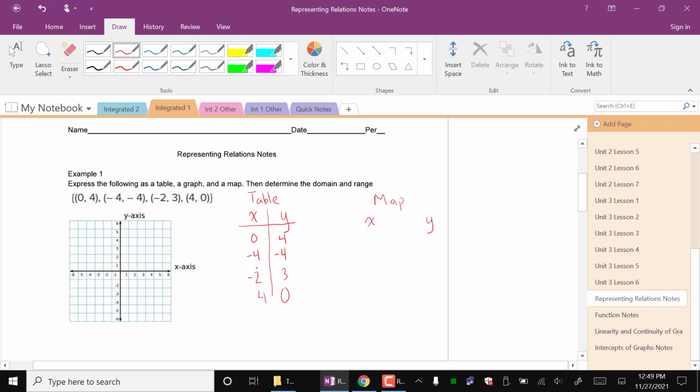Now, if we look here, we don't have any of these x values repeating, so I'm just going to list them all again. So 0, -4, -2, and 4. And if we look at our y values, we don't have any of our y values repeating. So again, I'm going to list them all. 4, -4, 3, 0. And then we make a bubble out of this. And we also make a bubble out of this.